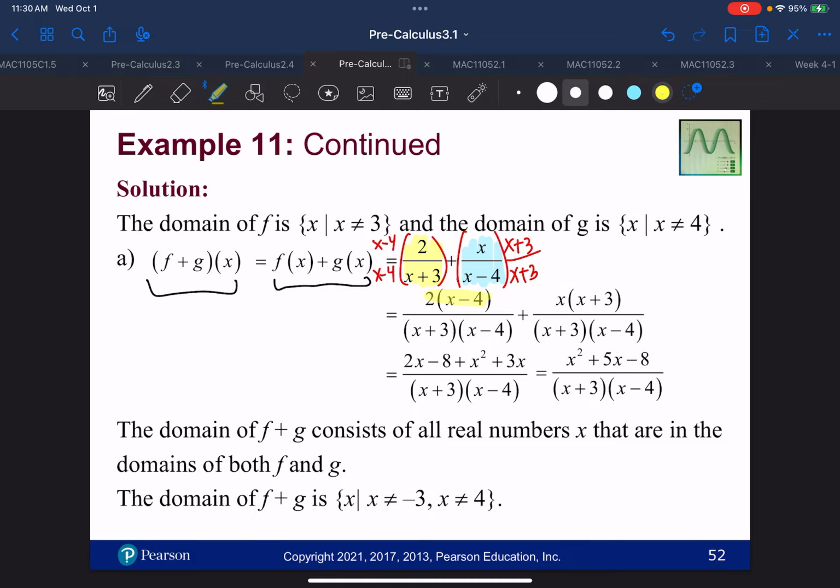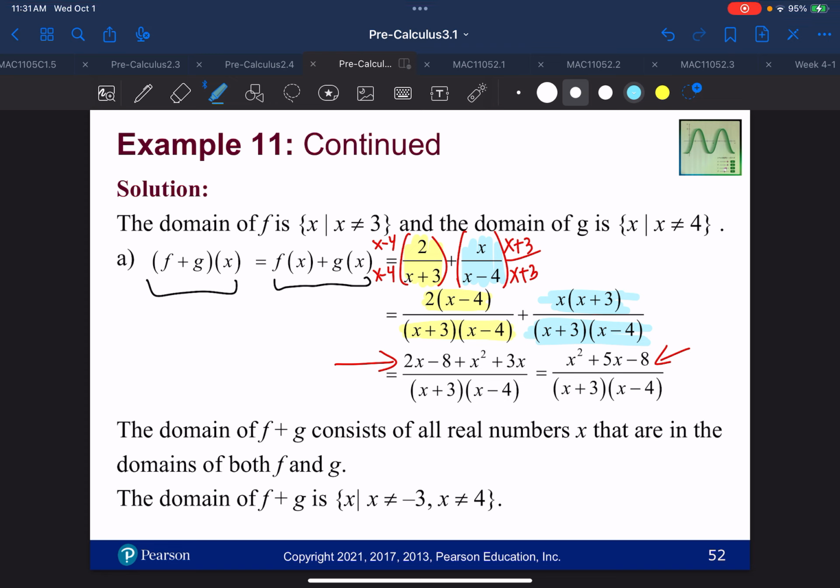They get 2 times x minus 4 on top, and then x plus 3 times x minus 4 on the bottom of that one, and then x plus 3 times x, and x plus 3 times x minus 4 on that one. Now we have a common denominator, so we can add the two numerators together to get 2x minus 8 plus x squared plus 3x after distributing. And then combining like terms, we're left with this. Okay, so this would be the simplest form. You always want to make sure you see if you can factor the top or the bottom and simplify, but this can't be factored.